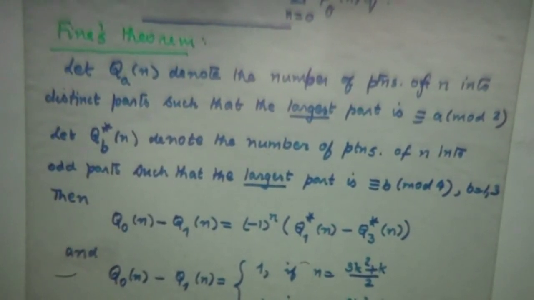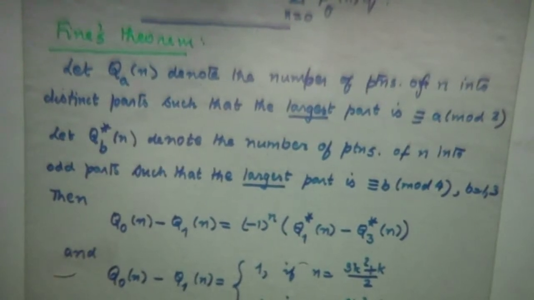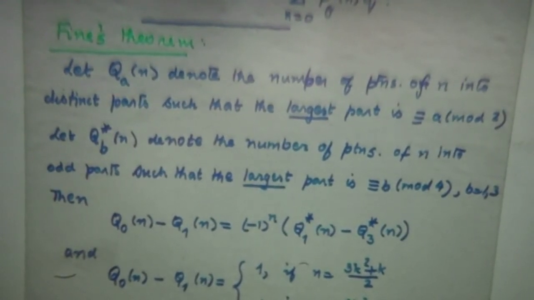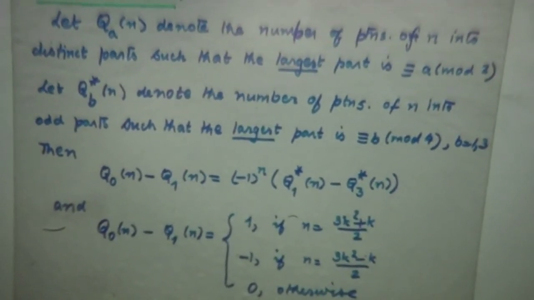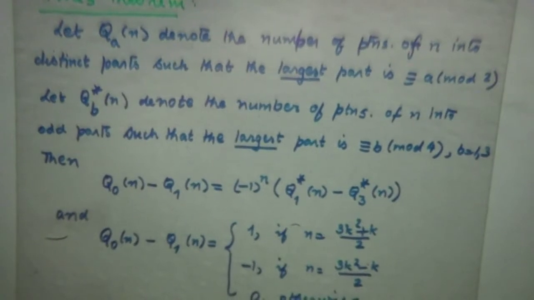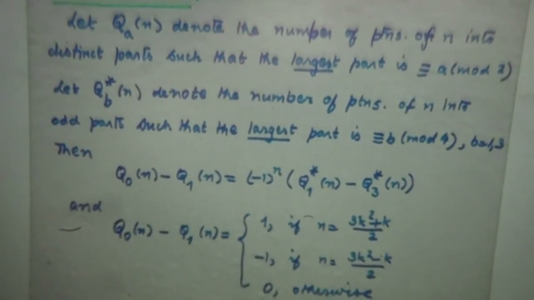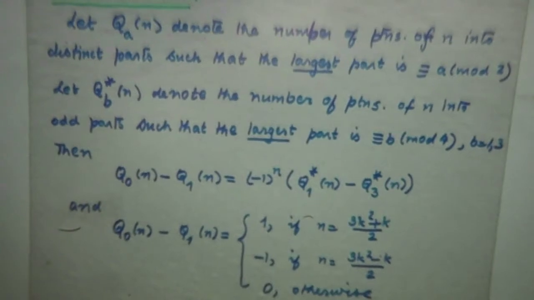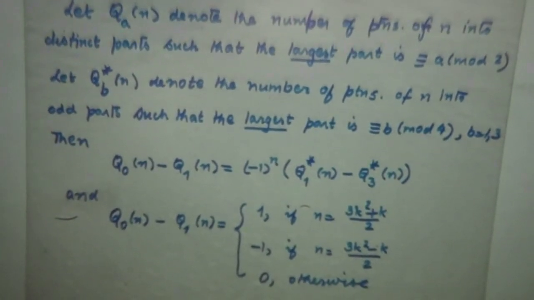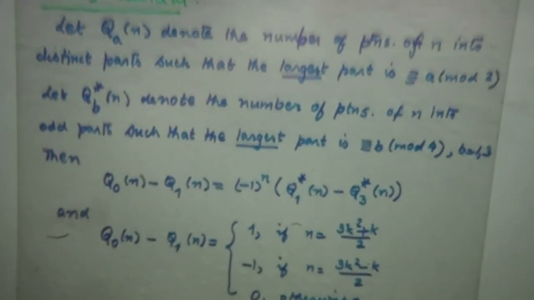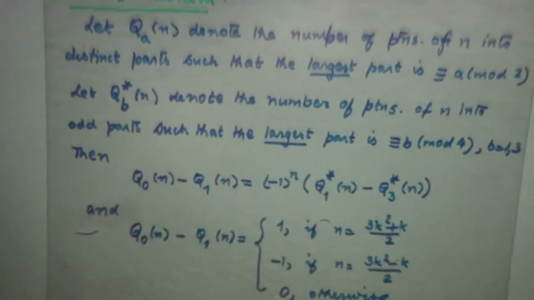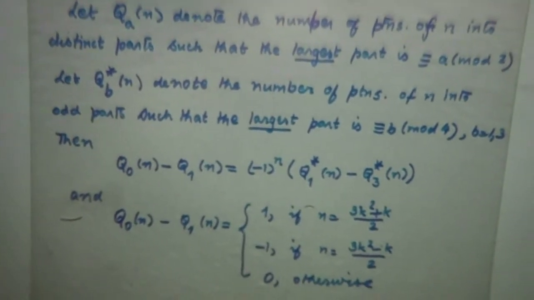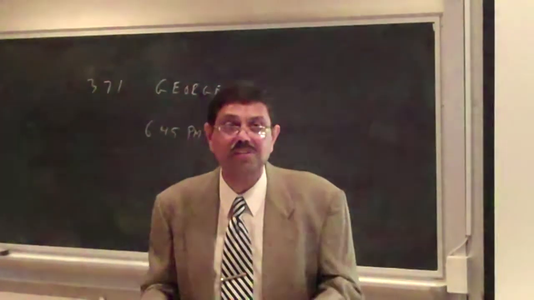You take partitions of n into distinct parts, and now you look at the largest part. Now the largest part could either be odd or even, so you classify according to the parity of the largest part. That's your QA of n. Next, you look at partitions of a number into odd parts. Now you don't look at the number of parts, because an even number will have an even number of odd parts, and an odd number will have an odd number of odd parts. That's not interesting. But now if you look at the largest part, you can ask whether the largest part is 1 mod 4 or 3 mod 4. You classify according to this.